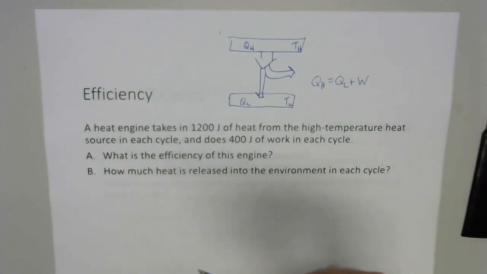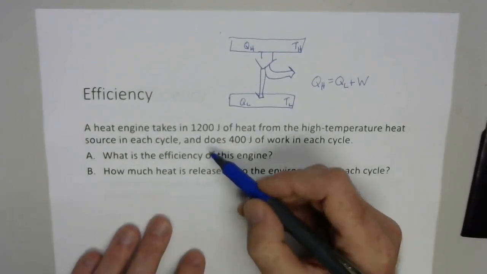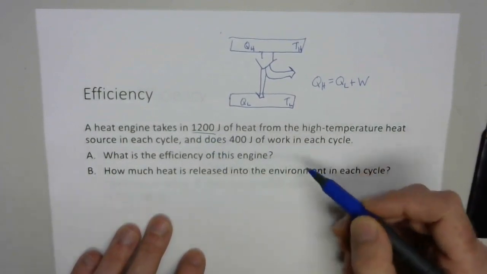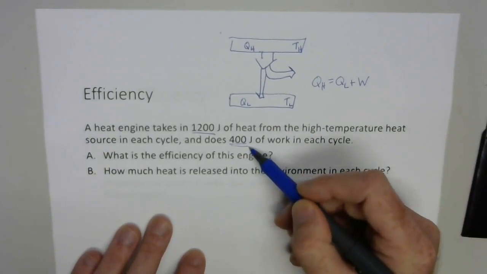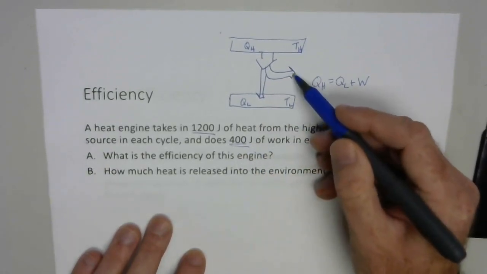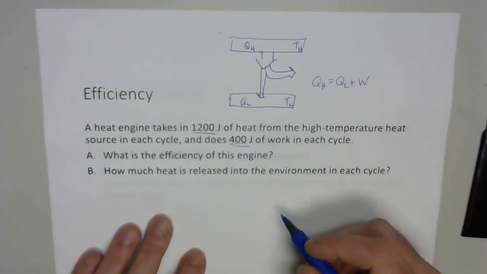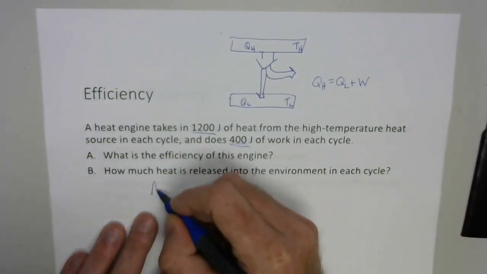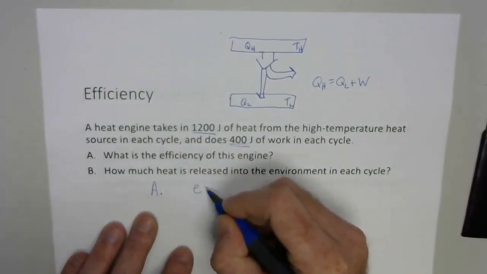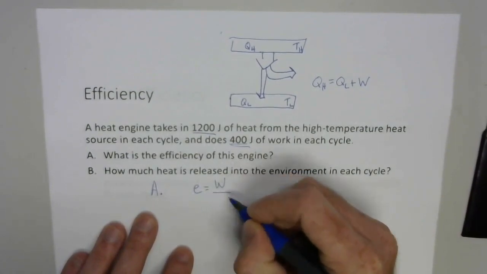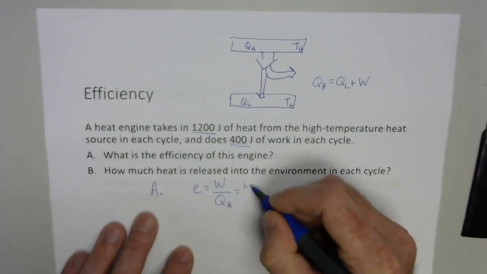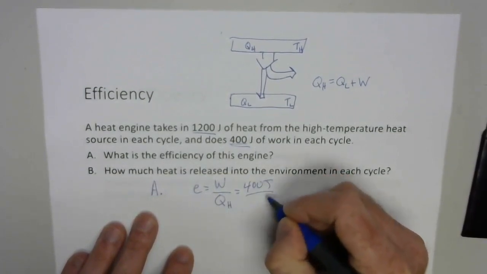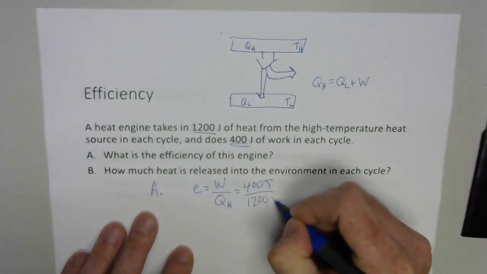And so to look at the efficiency of this particular engine, we're taking 1200 joules from the high temperature reservoir, so this is 1200 joules, and we're doing 400 joules of work, so this is 400 joules. So for part A, the efficiency is equal to the work divided by the heat from the high temperature reservoir, or 400 joules divided by 1200 joules.